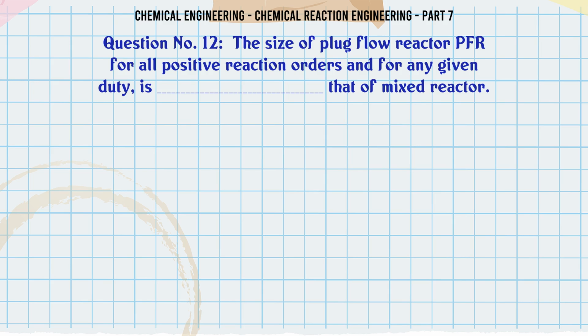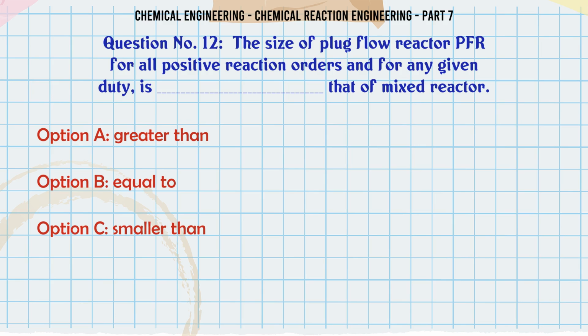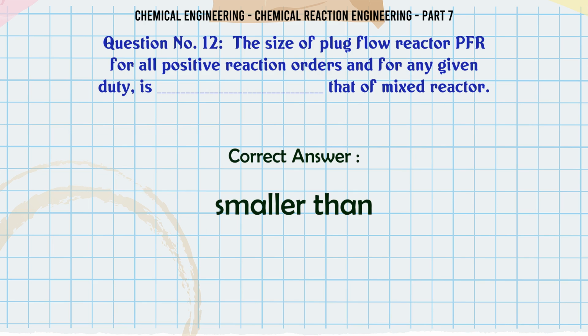The size of a plug flow reactor (PFR) for all positive reaction orders and for any given duty is ___ that of a mixed reactor. A. Greater than. B. Equal to. C. Smaller than. D. Unpredictable from the data. The correct answer is smaller than.